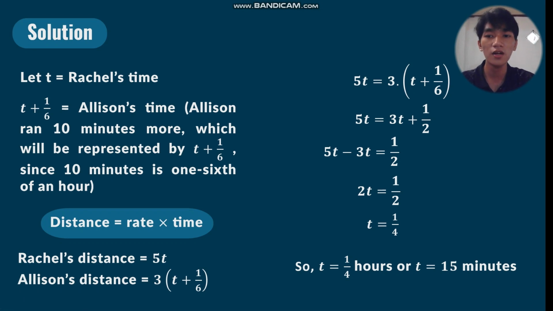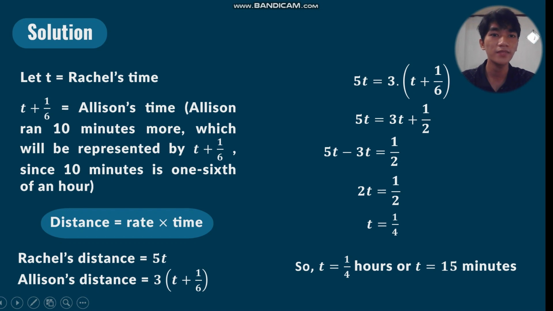So we have the formula of distance: distance is rate times time. So Rachel's distance is 5t and Alison's distance is 3 times t plus 1 over 6. So 5t equals 3 times t plus 1 over 6, because Rachel has to catch up with Alison.